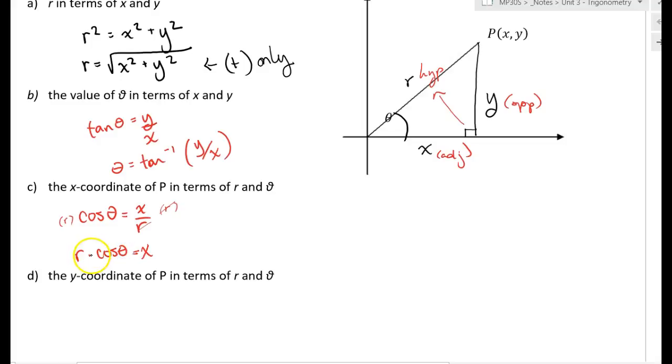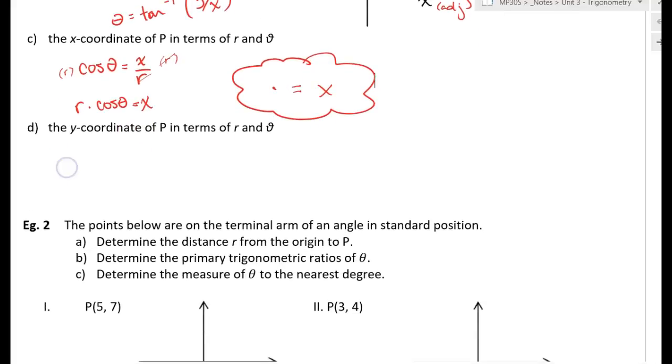Now again, that dot can represent multiplication. Those two things are synonymous. It's just so that I don't get confused with a multiplication symbol and an x. So I like to use the dot instead.